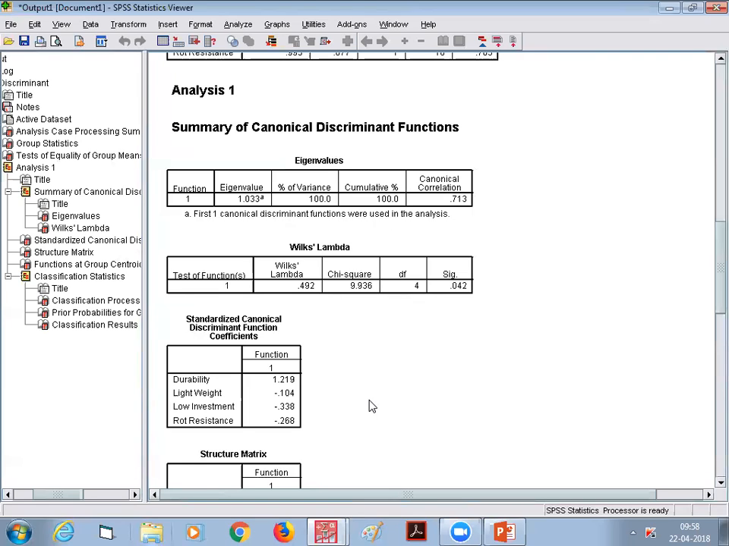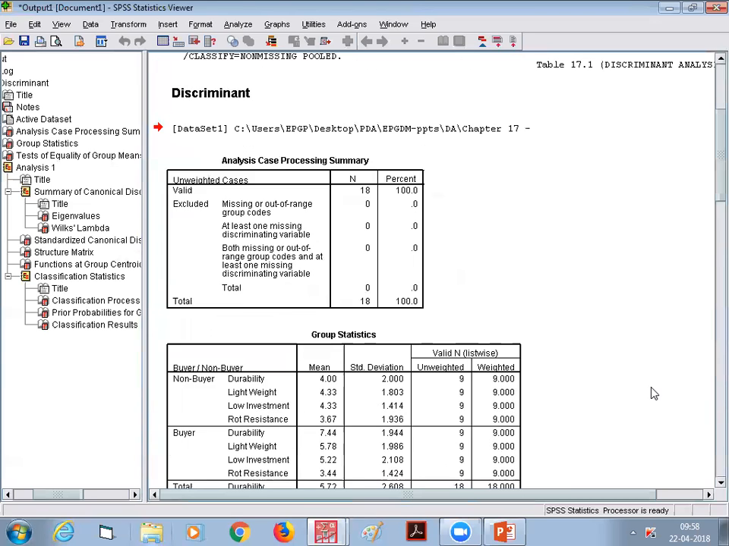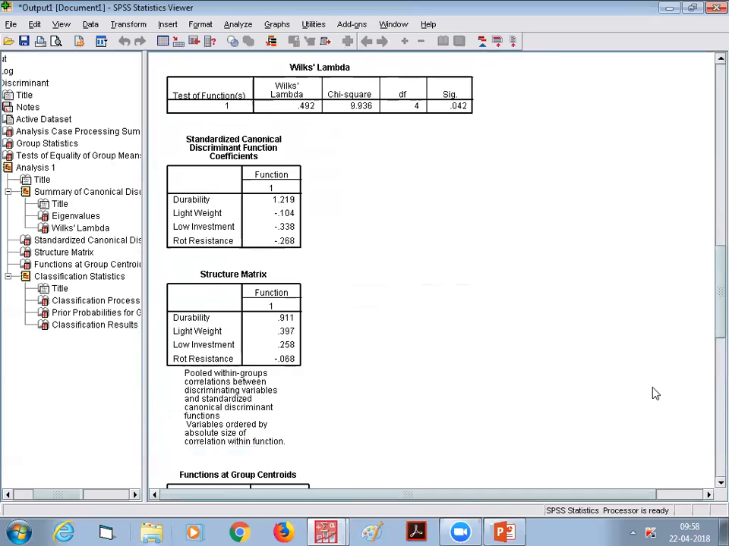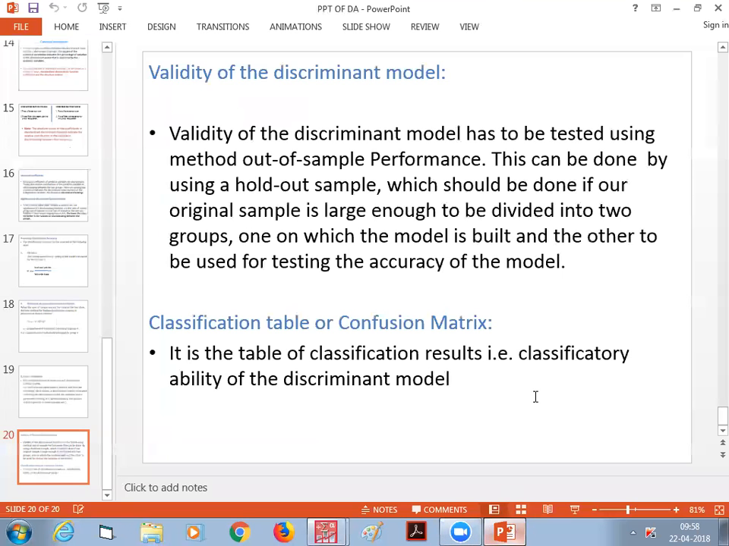And the structure matrix is the correlation. What is the structure matrix? Look at this one. Okay, this is the structure matrix, 0.911 for lightweight. It is a correlation between the discriminant function and the variable. I gave the structure matrix in the theory part, you know. So the durability value is this much.